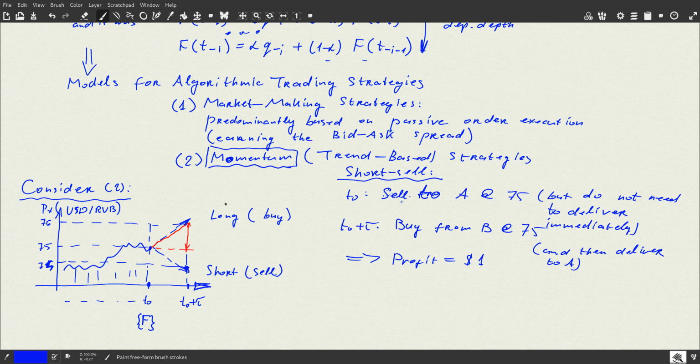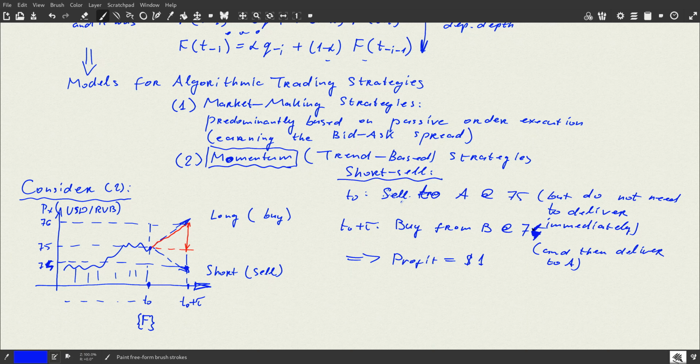Yes, one thing. In the example you wrote, buy from B at 75. I think it should be 74 to get the $1. Oh yes, of course. At 74. Otherwise, we made zero profit. Yes, and then buy back from B at 74. Indeed.